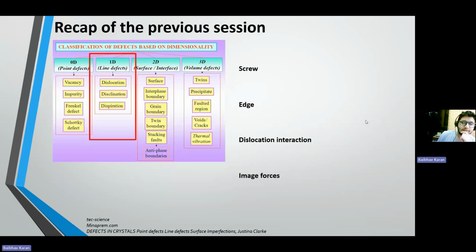Then finally, we discussed image forces. What is the definition of image forces? Image forces are those forces on the dislocations present near the surface which will push them out of the surface. That means the surface of a material is always dislocation free, because if there is a dislocation present at a certain small distance from the surface, it will always try to get out of the surface, to move out of the material.